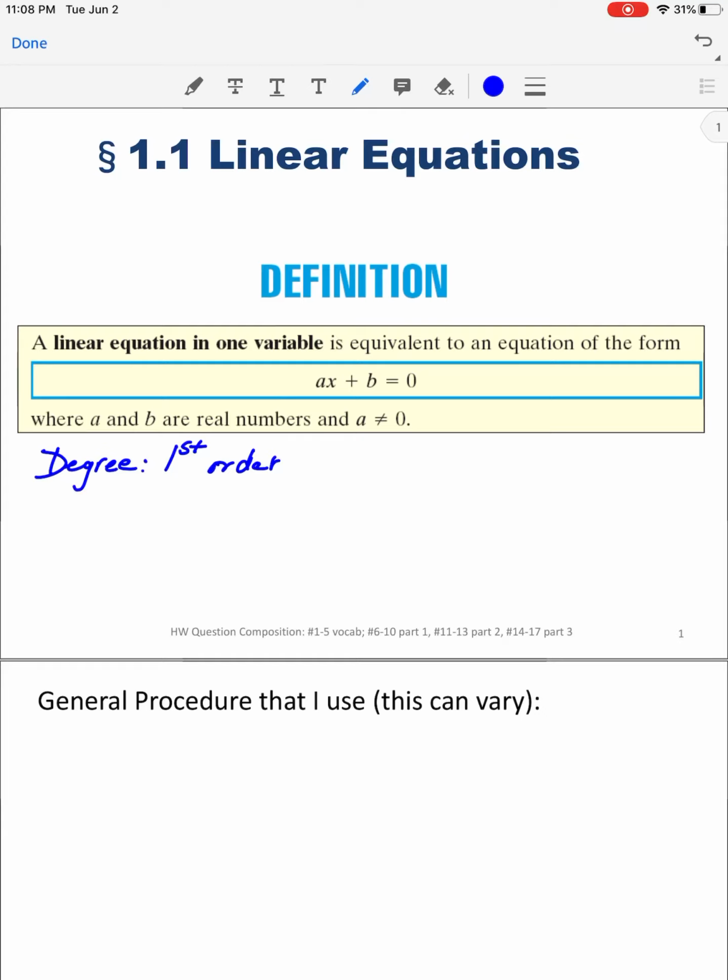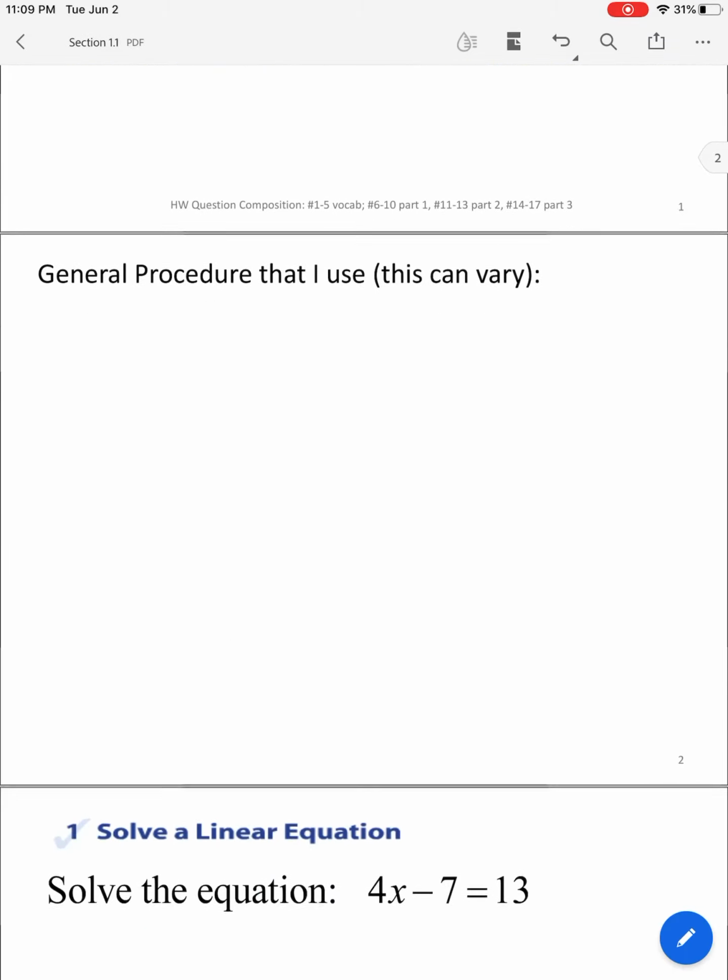The way you identify the degree is looking at the exponent of the variable. So we have our linear equation. Our variable is x. When you don't see a number attached to the upper right hand portion of your variable, it's understood that that degree is 1. So linear equations have first order as their degree.